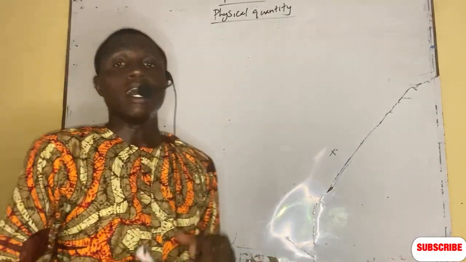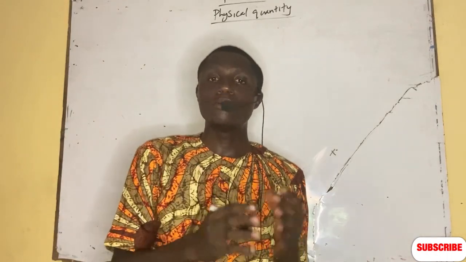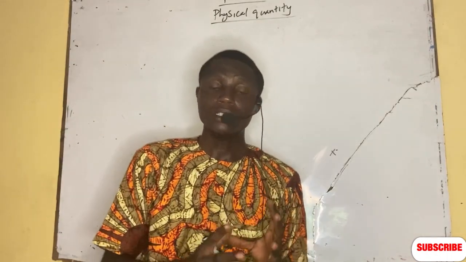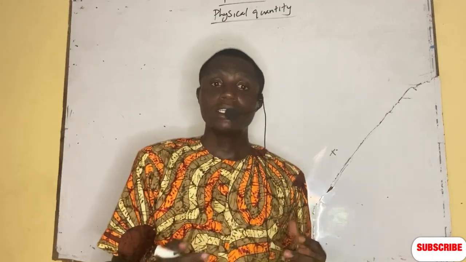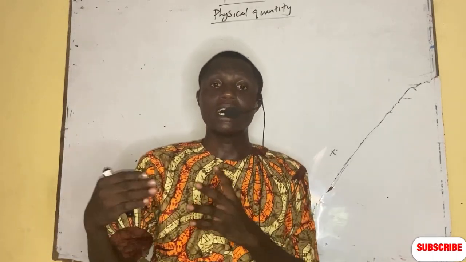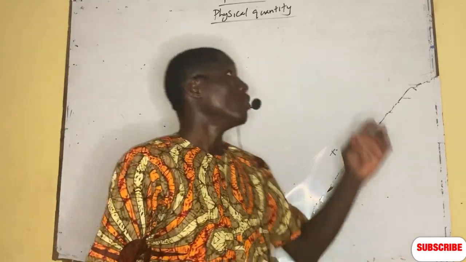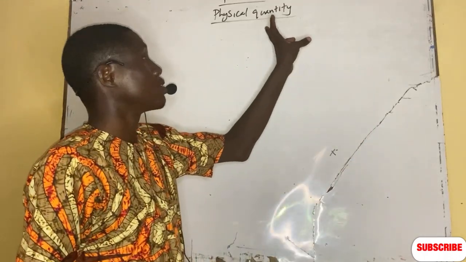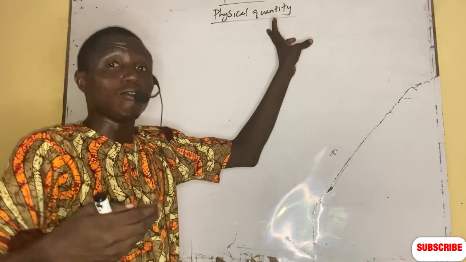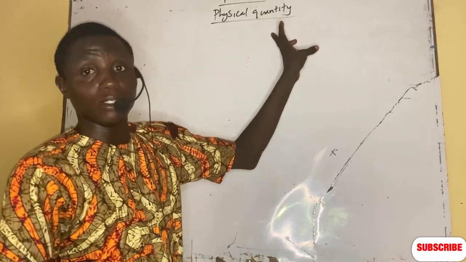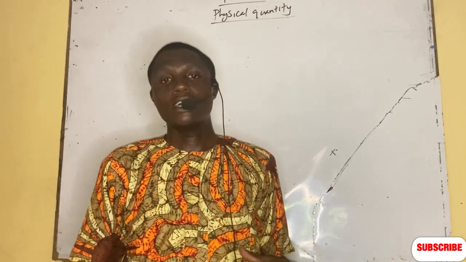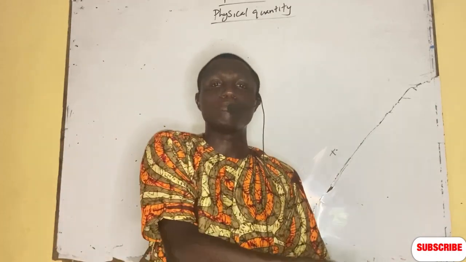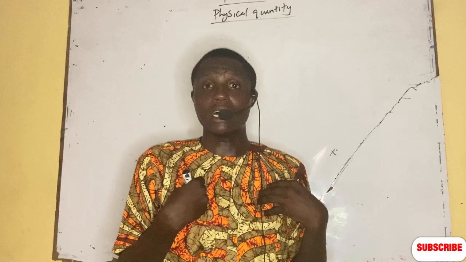Any measurable property of a substance is referred to as a physical quantity. Knowing fully well that physics has to do with the study of the fundamental aspect of the universe, how the universe works, we need to take into consideration the physical quantity of any object in the universe. For instance, if I'm taking myself as an object under physics, what are the things that are measurable in me as an object?